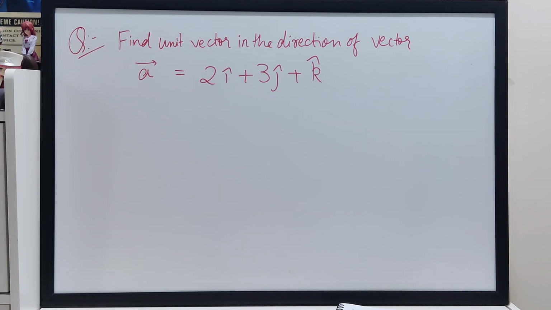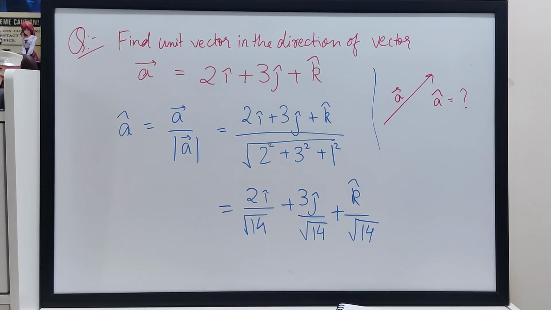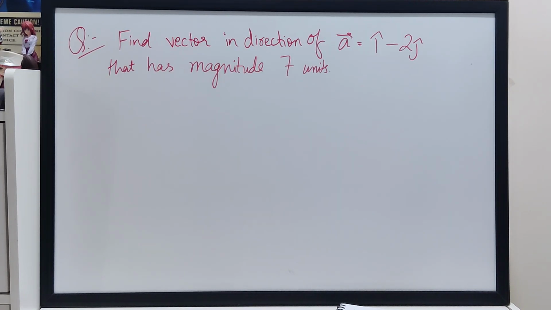Next, find the unit vector in the direction of vector A. So A cap equals vector A by mod A. So you have the unit vectors ready. Now you have to find the vector in the direction of A that has a magnitude of 7 units. So first you have to calculate the unit vector for A.